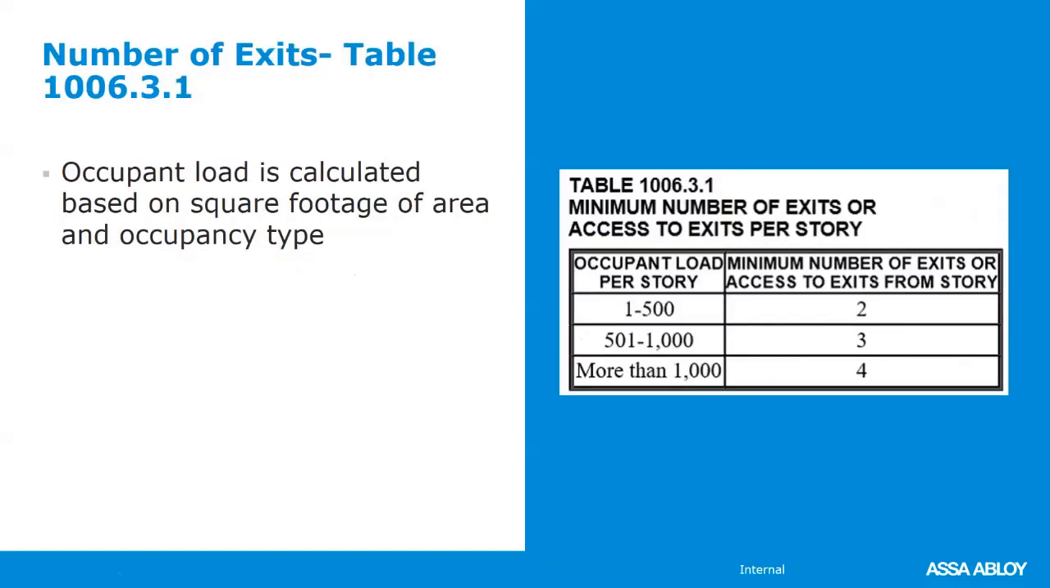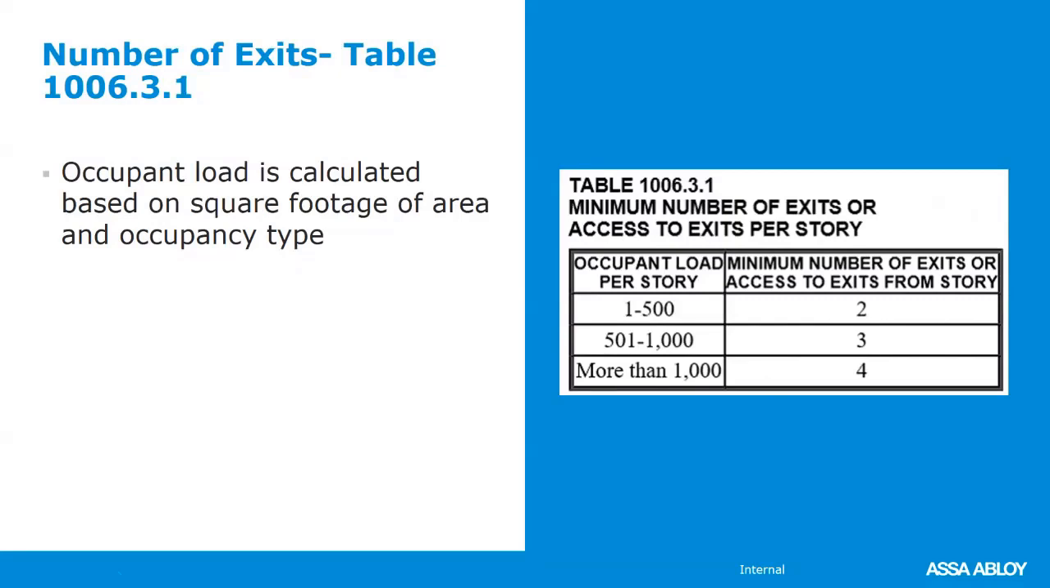When we assign risk, we talk about how many exits are required based on occupant load and the square footage of the area and the occupancy type, how the building is actually used. If we treated every single building exactly the same, the cost to build buildings would be prohibitive. So a smaller building that has a small number of people is lower risk.